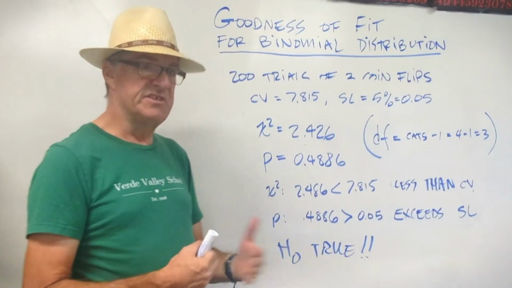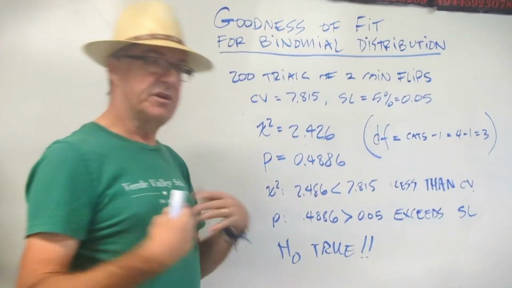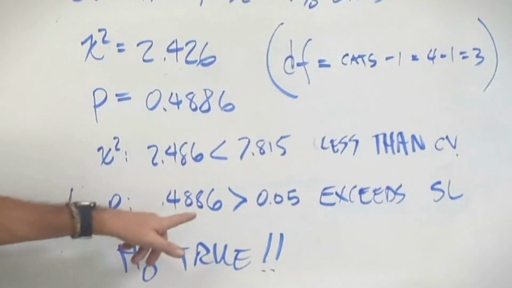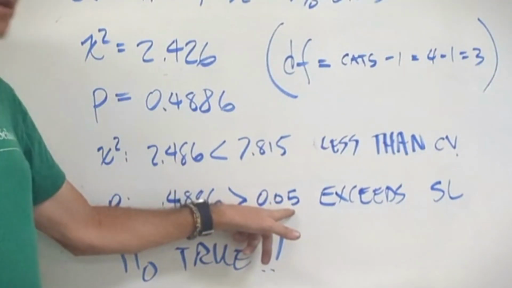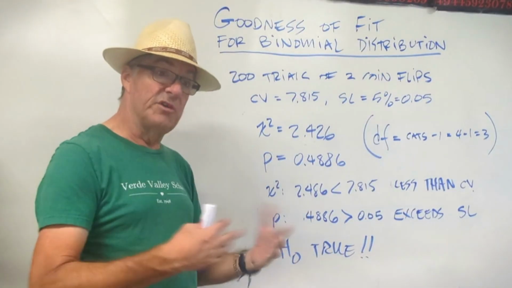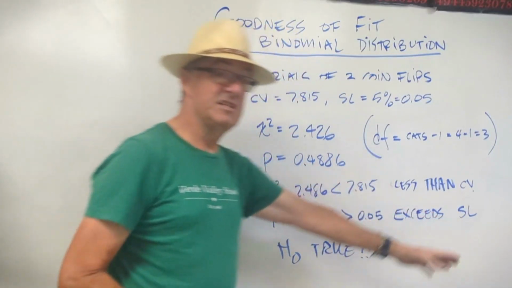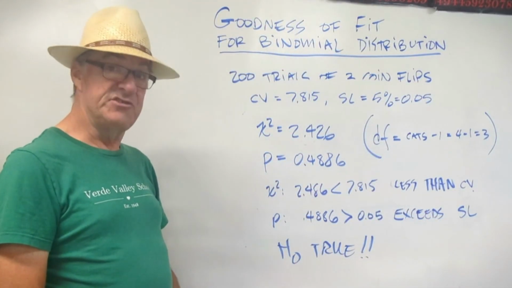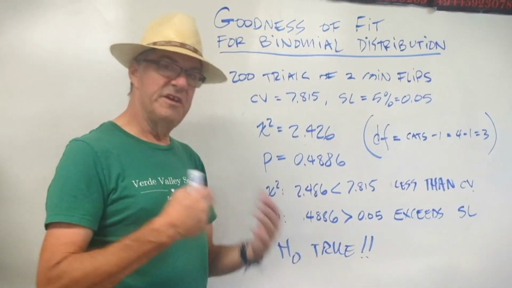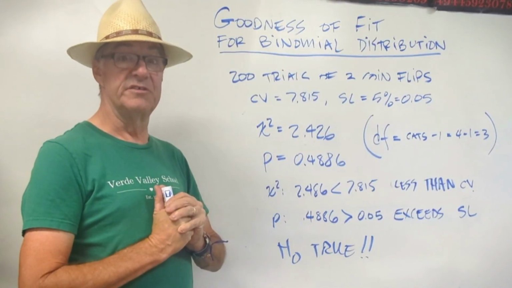So the way to think about that is the critical value is something that if you go beyond the critical value, you can't support the null hypothesis, or H O. In a similar way, our p-value is compared to the significance level. So as long as our p-value exceeds the significance level, we also can support H O. So our hypothesis is true. The null is true. So there's nothing weird about this data. It does follow a binomial distribution.